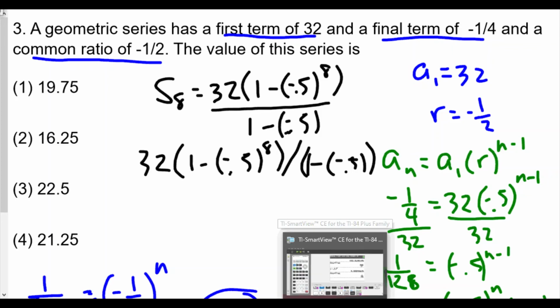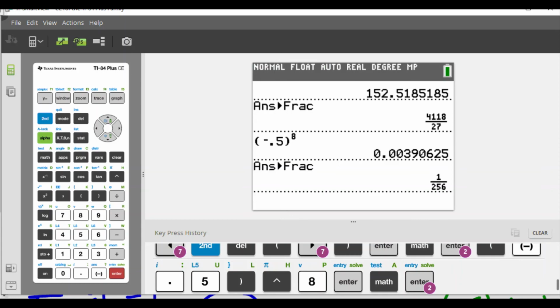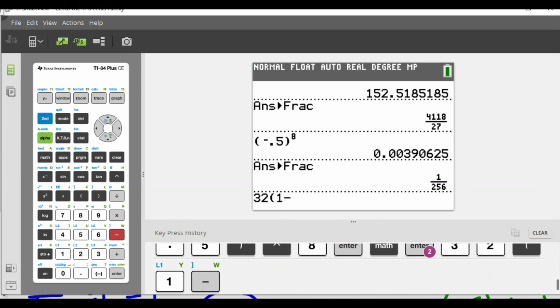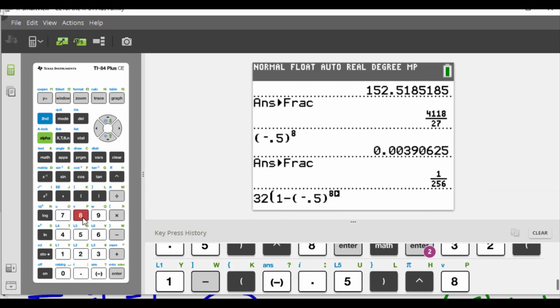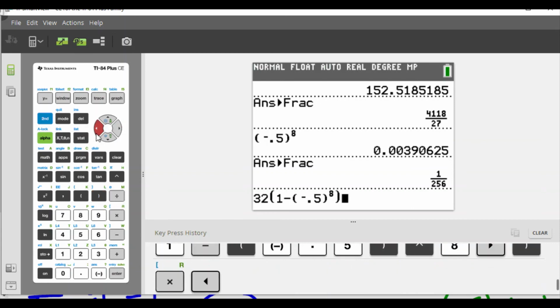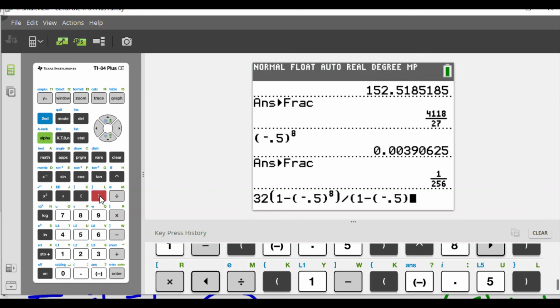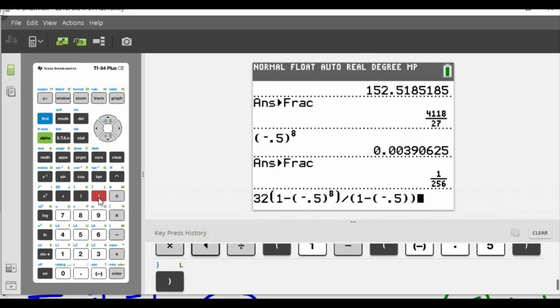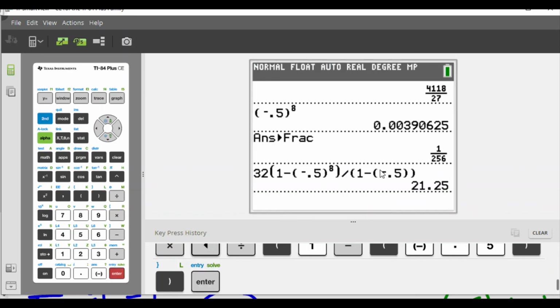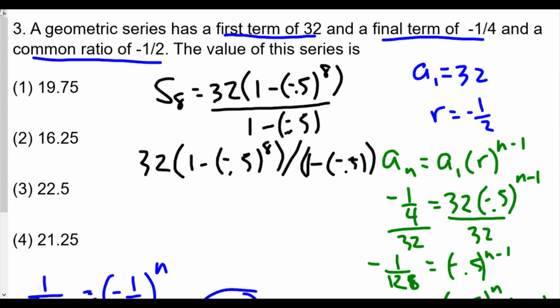So calculator. So we have 32 times 1 minus negative 0.5. Please make sure you use the negative button. Close parenthesis, raise to the eighth power, close parenthesis, and we divide by, oops, not multiply, divide, yes, parenthesis 1 minus, open parenthesis, negative 0.5, close parenthesis twice. And we end up getting, in this case, 21.25. So 21.25, that's choice 4.